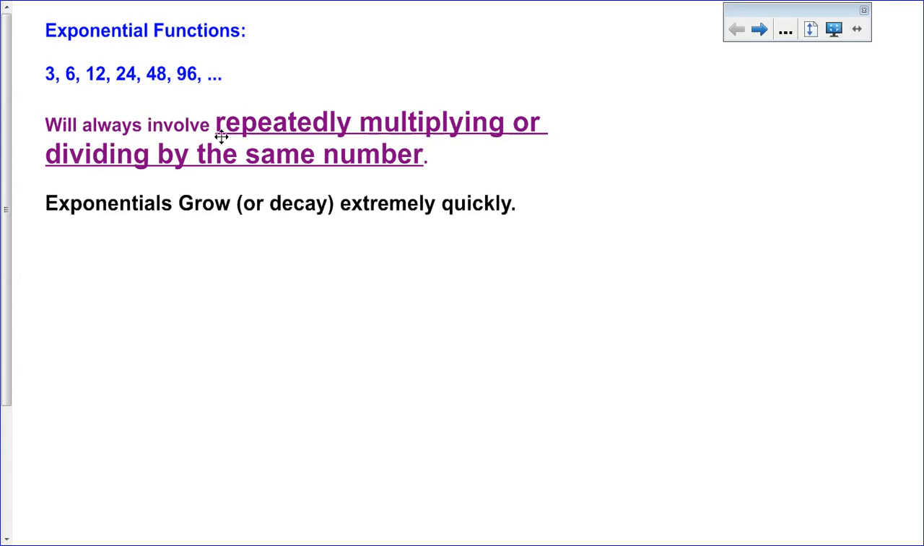It can also be dividing by the same number. We call that the common ratio. So the cool thing and scary thing about exponentials is they grow really, really fast.